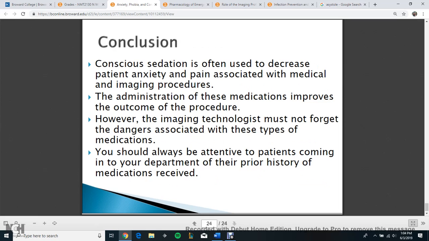Conclusion: conscious sedation is often used to decrease patient anxiety and pain associated with medical and imaging procedures. The administration of these medications improves the outcome of the procedure. However, the imaging technologist must not forget the dangers associated with these types of medications. You should always be attentive to patients coming in to your department of their prior history of medications received. The end.